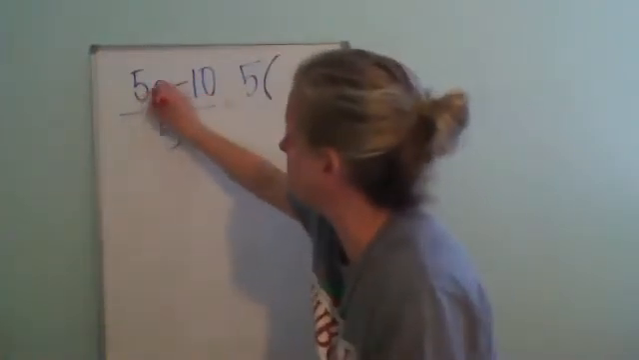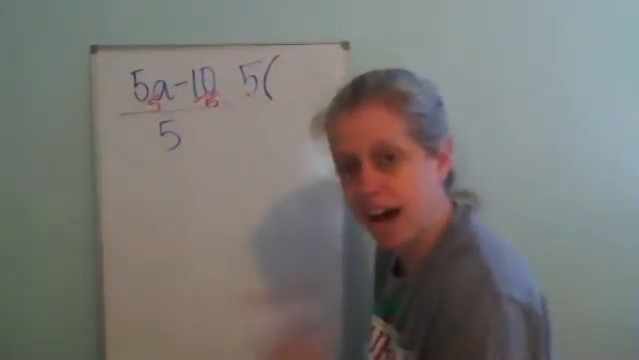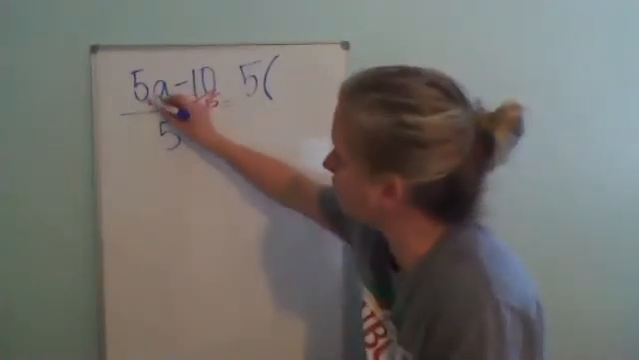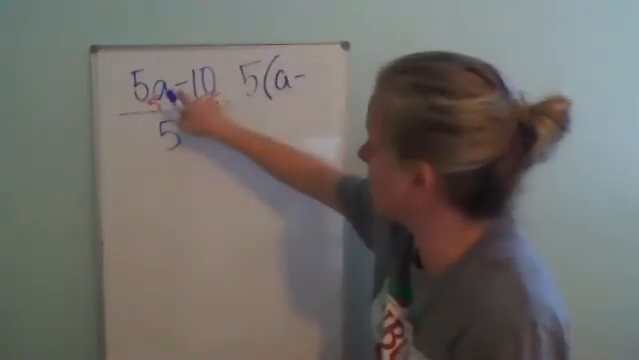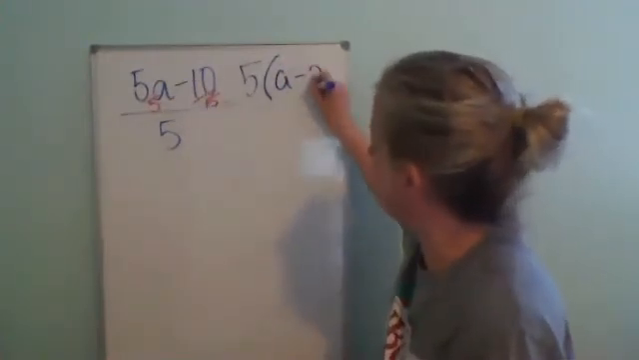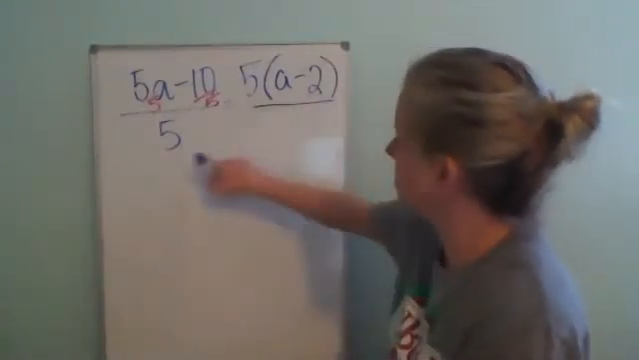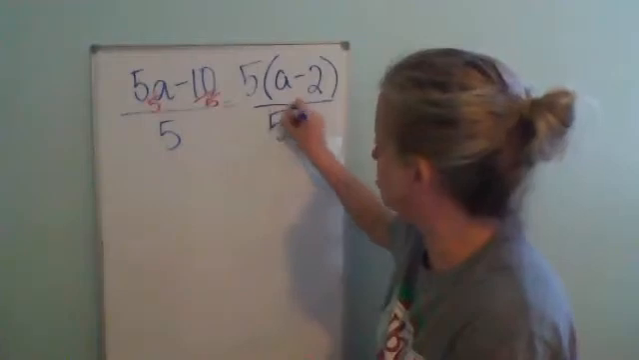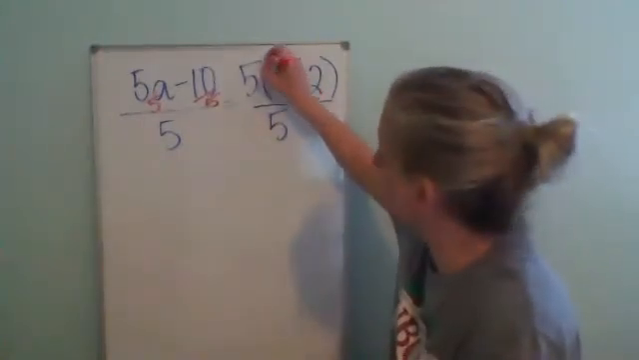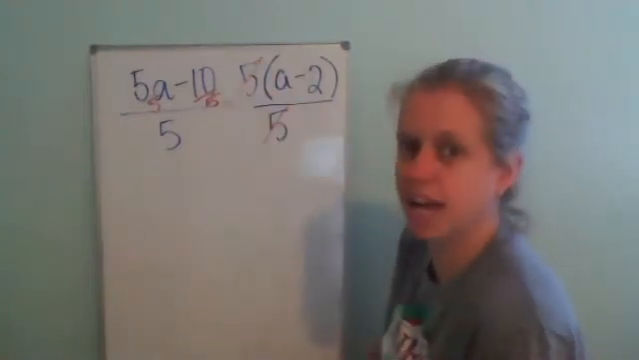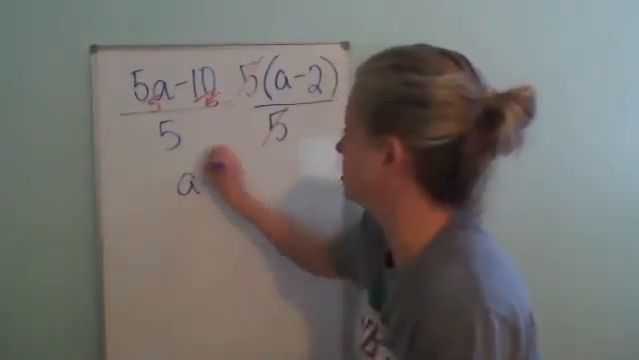And remember how to find out what is left? You're going to divide both of those by that 5 that you just pulled out. So if I took the 5 out of this first term, all I'm left with is that a. Minus 10 divided by 5 gives me 2. So now I have a minus 2 in parentheses. All I have left in the bottom, I just bring over that 5. So now, looking here, you've got the 5 over the 5 that cancels. So all you're left with is a minus 2.